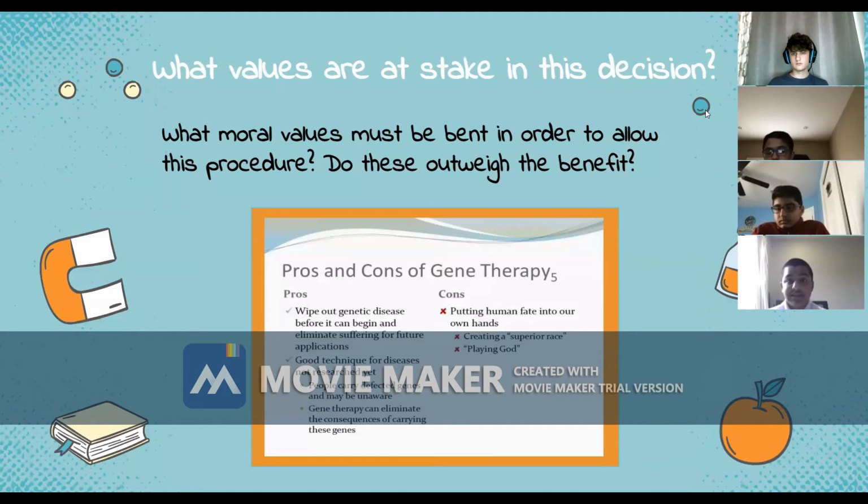What values are at stake in this decision? Affecting the development of a fetus in unexpected ways, changing human genes to benefit one person, altering a God-given body, informed consent, and a risk of harm.